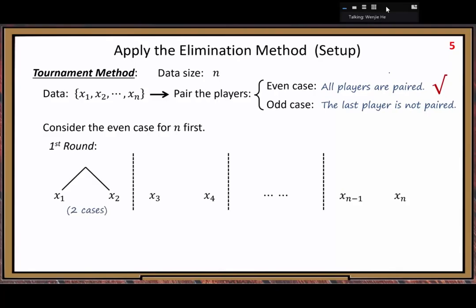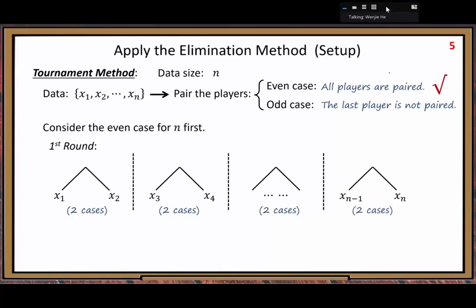For each comparison, we want to get a winner. There are two cases, right? Because x1 could be the winner, or x2 could be the winner. So for each comparison, there are two possible cases. The second comparison also has two possible cases. Each comparison, two possible cases.